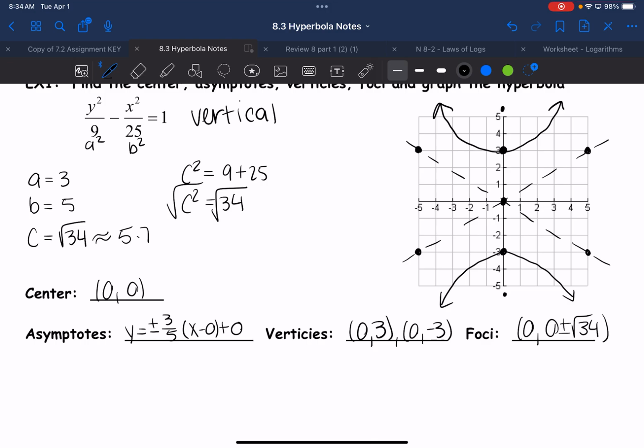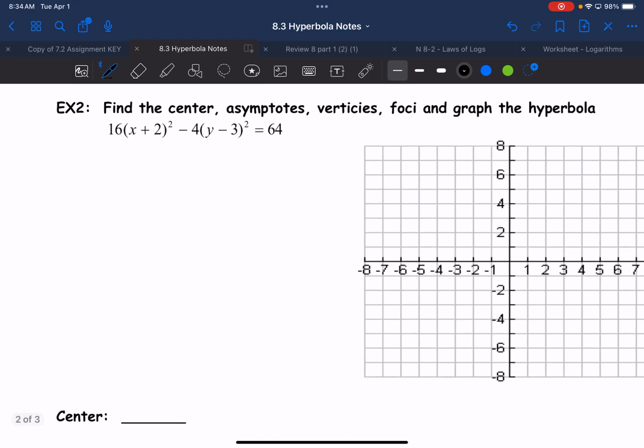Let's flip it over and do example 2. Same idea. Okay, so just like with our ellipses, we always want the equation, if you look at the front, to equal 1, right? So how can I fix that here? What am I going to need to do? Divide everything by 64. Good. Okay, so every single piece I'm going to divide by 64.